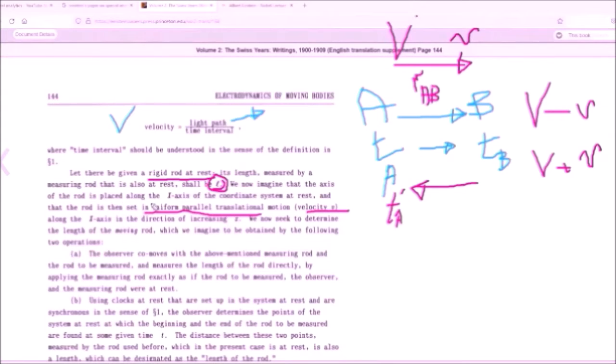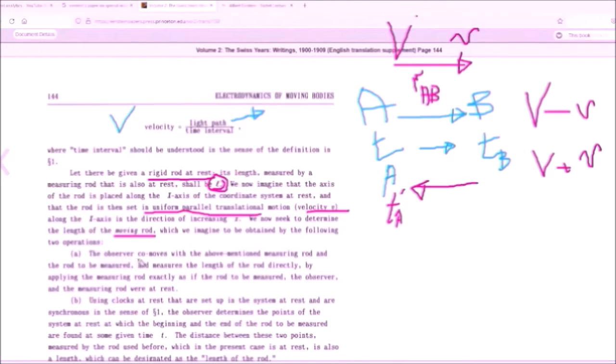So you are measuring a rod in a uniform parallel velocity translation V along the axis x. X is the distance from A to B in the direction of increasing x. We now seek to determine the length of the moving rod, the length which is the distance from A to B, which we imagine to be obtained by the following two operations.